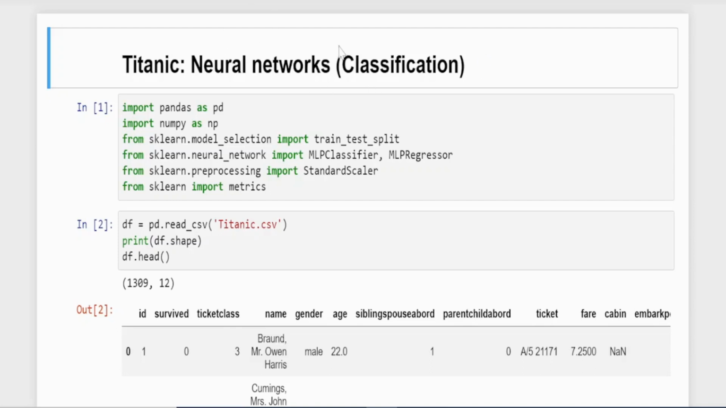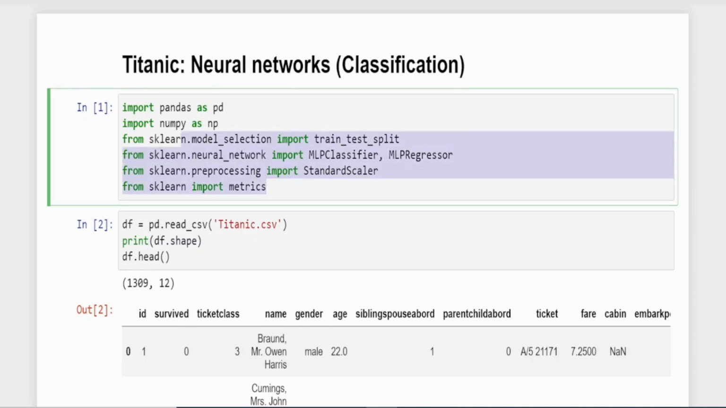This is a lecture on the topic of neural networks for classification using the Titanic dataset. Starting with our code, those lines of code import necessary libraries for data manipulation, model building, data splitting and standardization from scikit-learn.